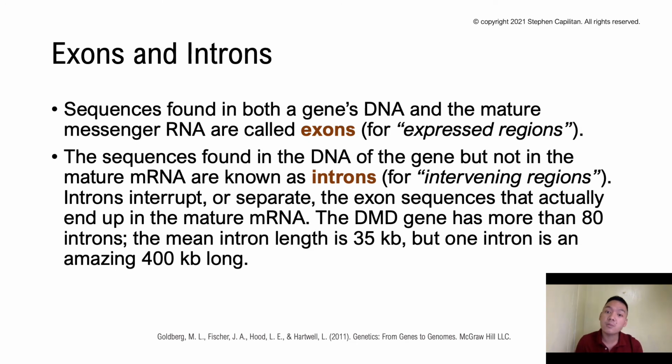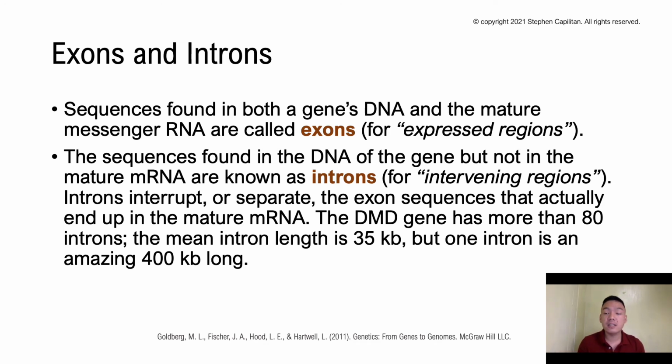We call them expressed regions. The sequences found in the DNA of the gene but not in the mature mRNA are what we call the introns, or the intervening regions. Introns interrupt or separate the exon sequences that actually end up in mature mRNA. In the case of the DMD gene, it has more than 80 introns, and the mean intron length is 35 kilobases, but one intron is amazingly 400 kilobases long.